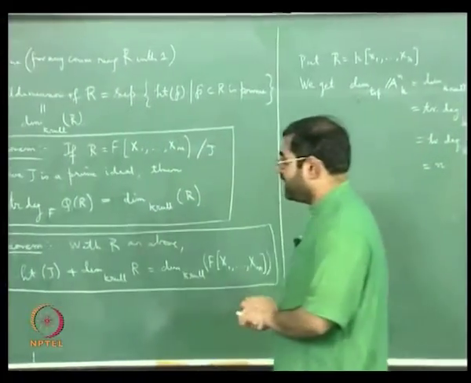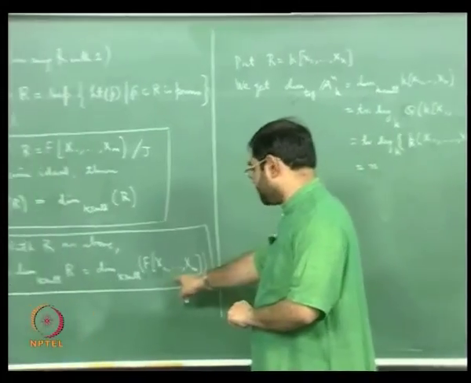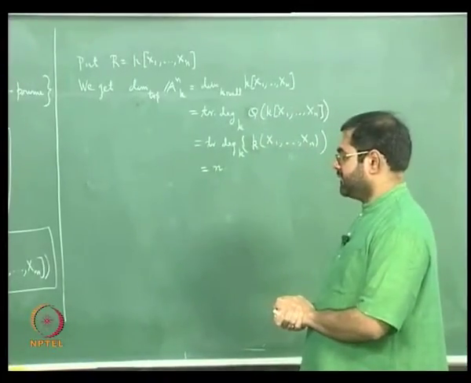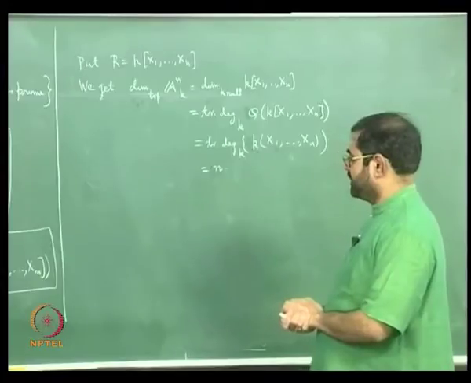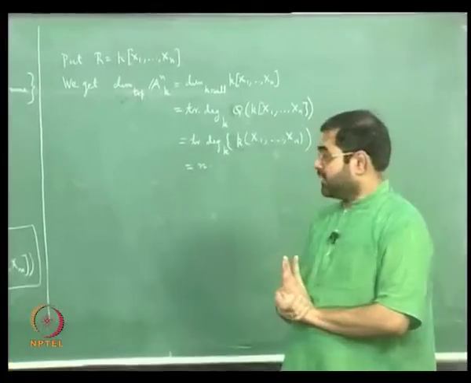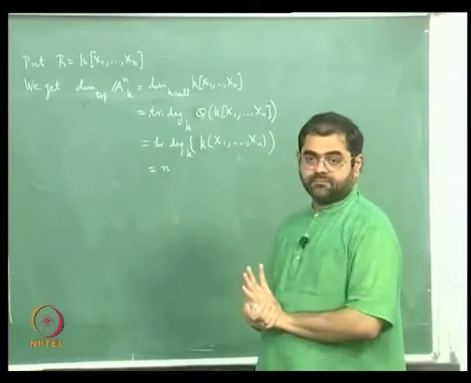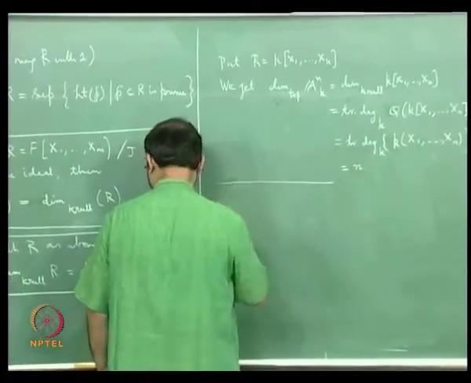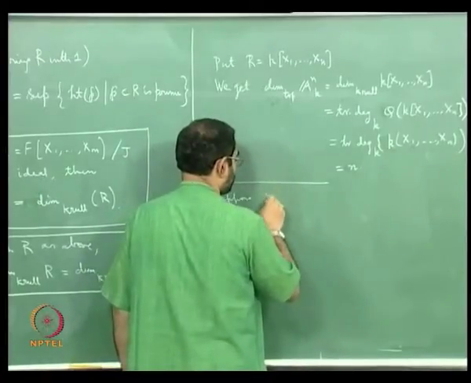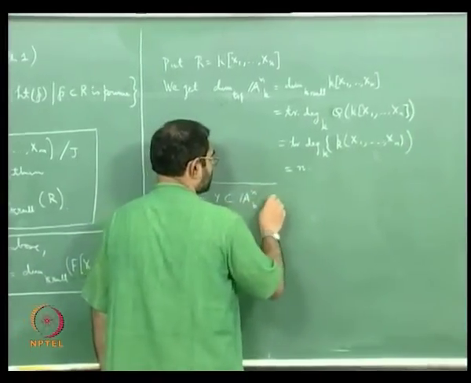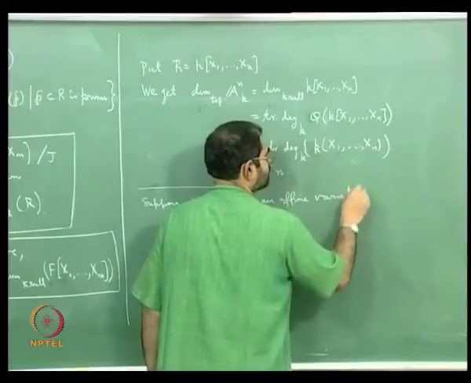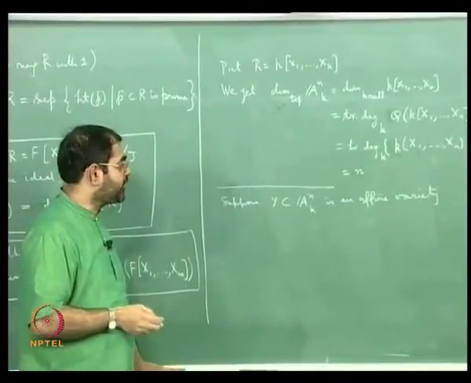Now let me come back to this statement here, and that has got to do with trying to do this dimension count even for an affine variety. So let me do this for any affine variety and use this. So you see, suppose Y inside An is an affine variety.